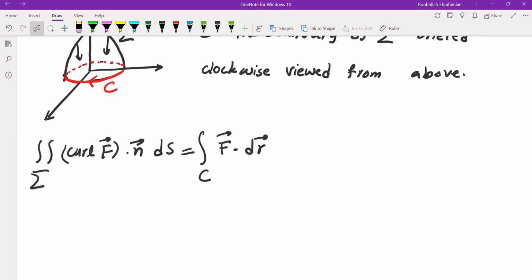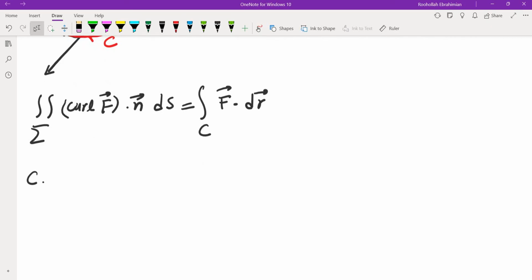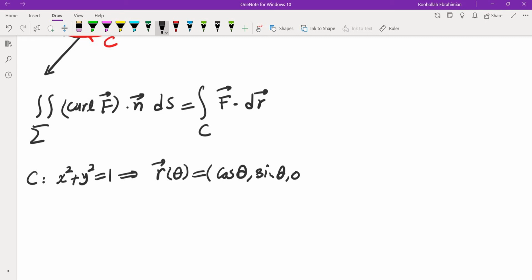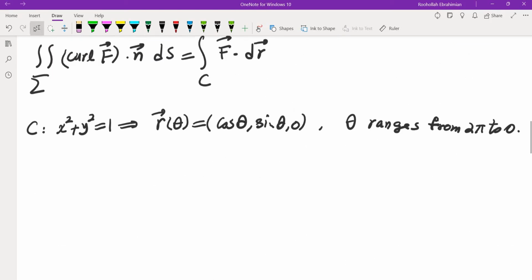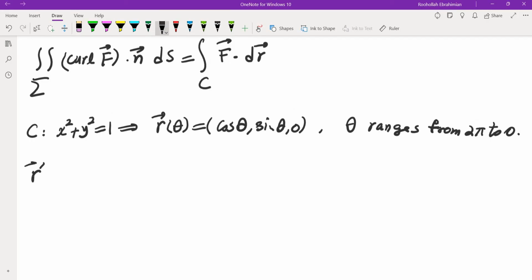So the first thing we need to do is to parametrize this C. C is given by x squared plus y squared equals 1, which means r of theta is going to be cosine theta, sine theta, 0, and theta ranges from 2 pi to 0. Why? Because it is clockwise when viewed from above. Now we can take the derivative of this to get dr. So r prime of theta is going to be negative sine theta, cosine theta, 0.